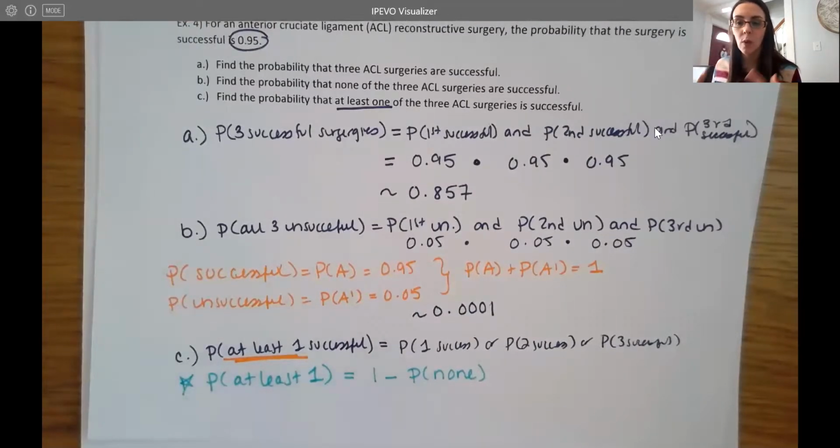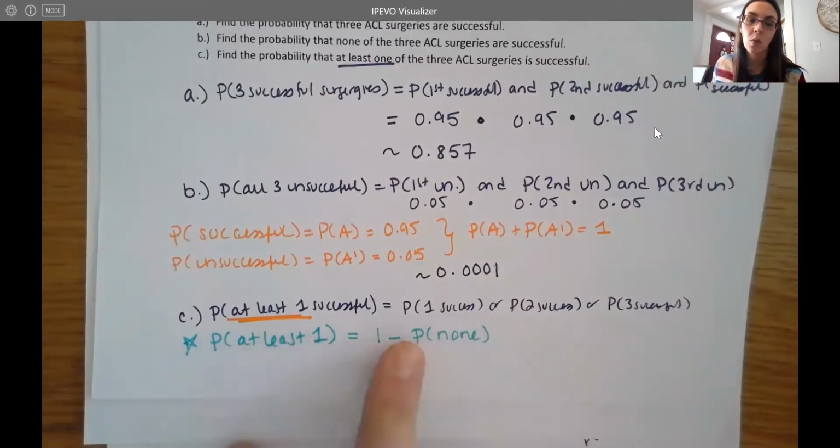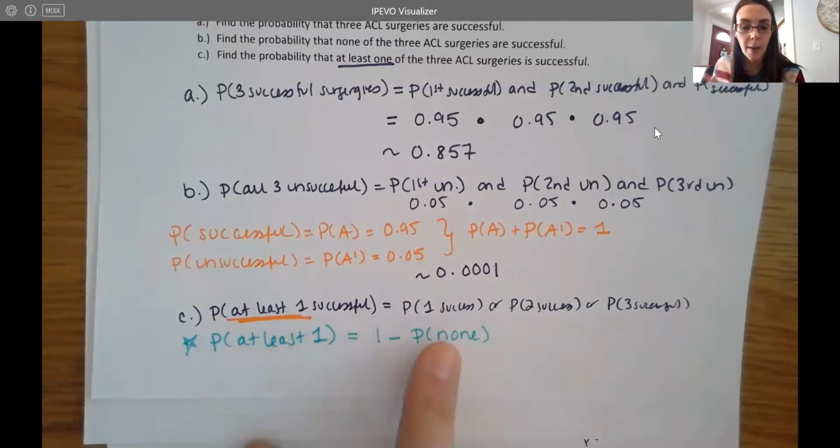Again, because that at least one idea gets very complicated, particularly if you have lots of different options, not just 3. It's very hard to do that tree diagram there and figure out those probabilities. It gets to be a lot of work. So we use the complement. And remember, the complements have to add up to 1. So that's why we're using that number 1 here. And we're subtracting the complement away. So the probability that none are successful in this case.